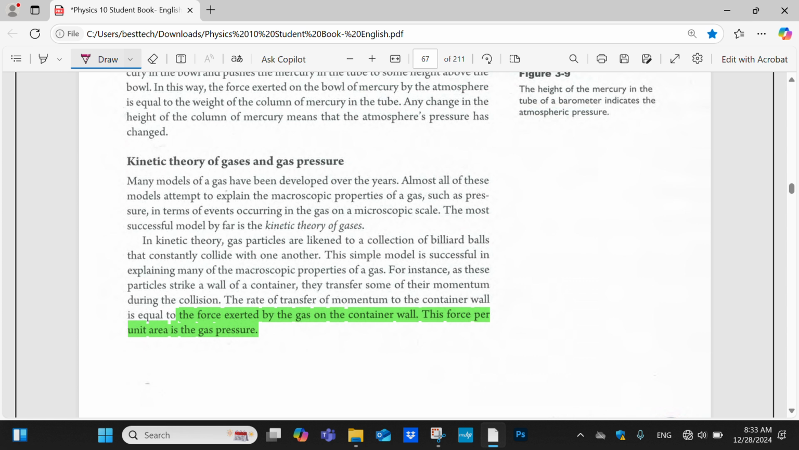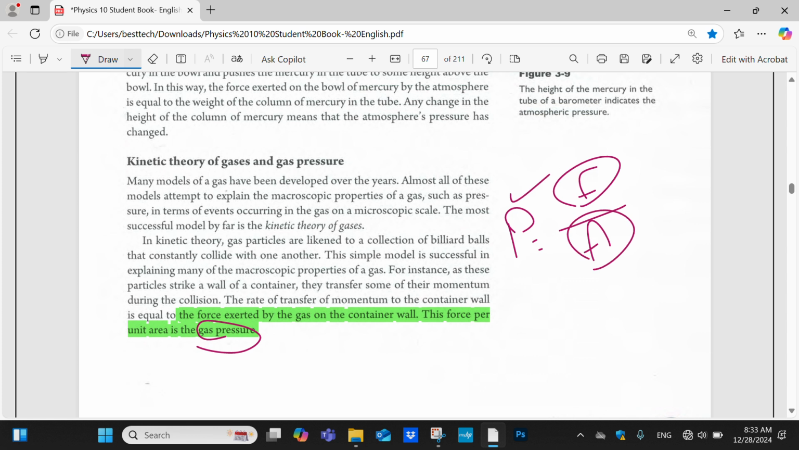On this page we only have the important definition of gas pressure. For example, we studied pressure in general, which is equal to force over area. Applying force per unit area is called pressure. But why is it written gas pressure?